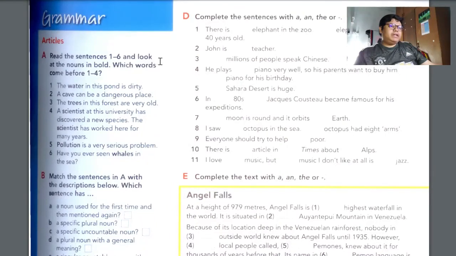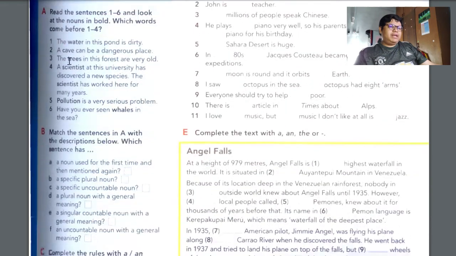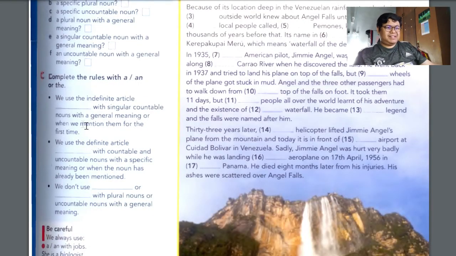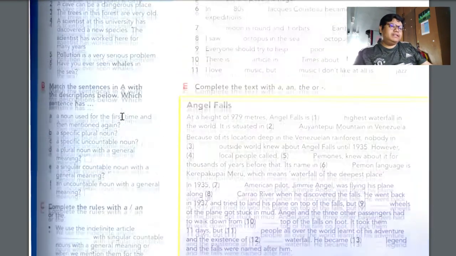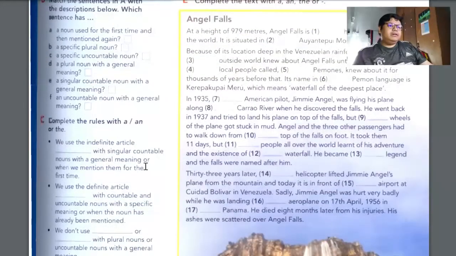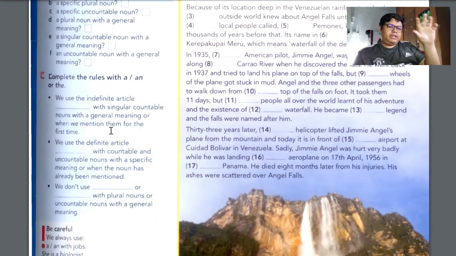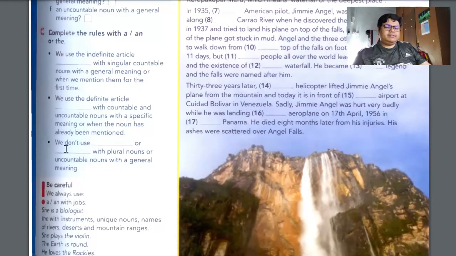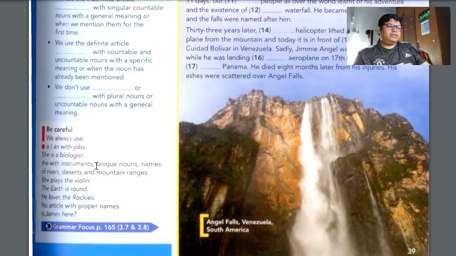Okay class, so let's return back to page 39 about articles. So you can skip A and B. You can start with C. But if you know how to do it, article A and B, you can proceed on your own. Okay, but what I want you all to be focusing on is C. Complete the rules with a, an, or the. Okay, so kat sini kena isi a, an ataupun the. Each one of this. Okay, so you decide on your own lah.